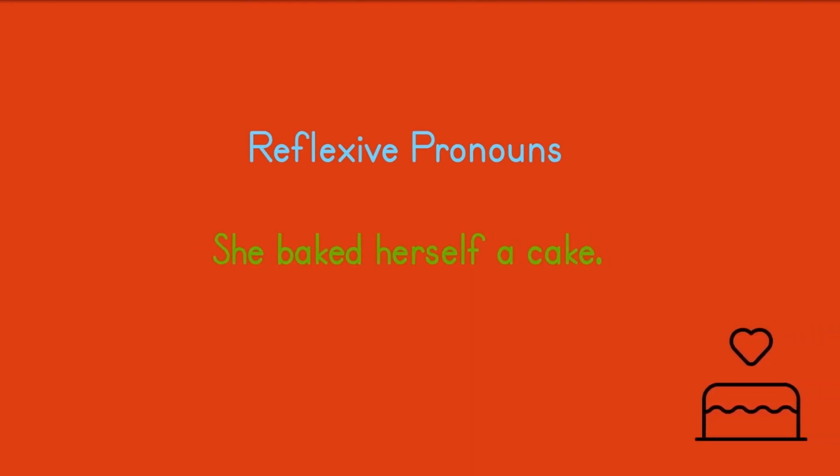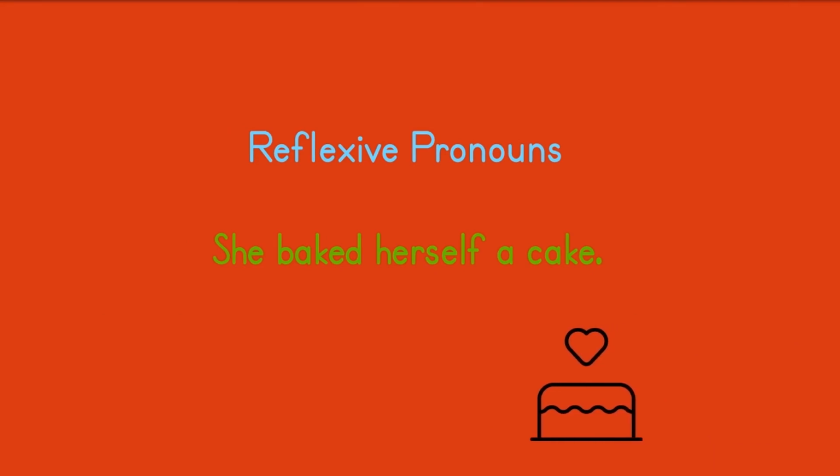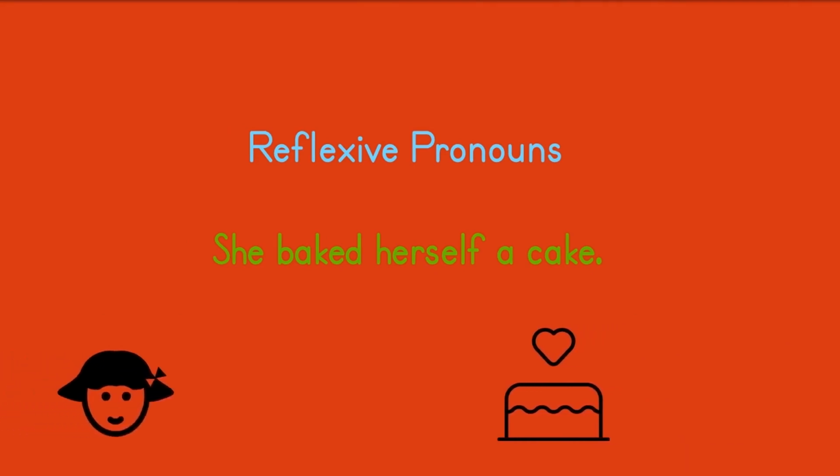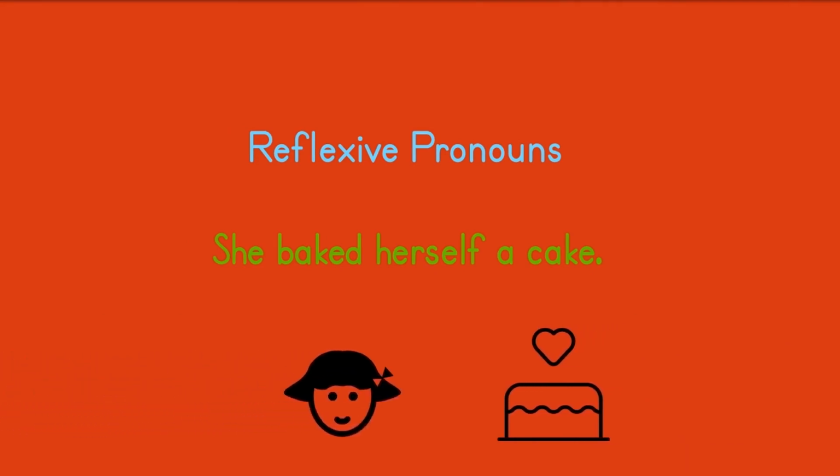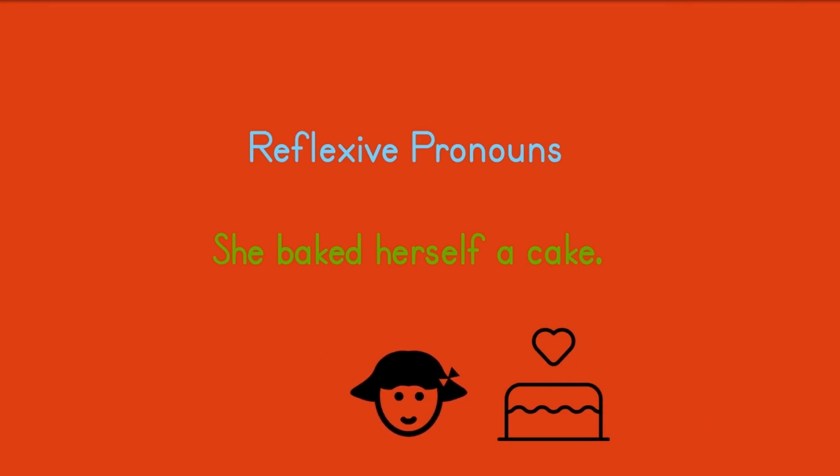Reflexive pronouns always refer back to the subject of the sentence or clause that they are used in, and they always follow the adverb, adjective, pronoun, or noun to which they refer. Singular reflexive pronouns end in the suffix, self, and plural reflexive pronouns end in the suffix, selves. Each subject pronoun has a respective reflexive pronoun, such as I and myself, he and himself, they and themselves, and so on. In the sentence, she baked herself a cake, the reflexive pronoun is herself, and it refers to the subject of the sentence, she.